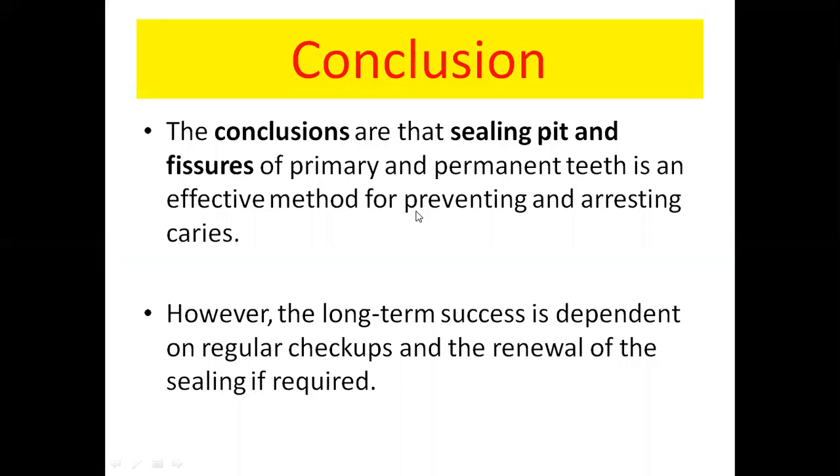So that's all for the presentation. Now we are concluding by saying that sealing the pits and fissures with sealants in primary and permanent teeth is an effective method for preventing and arresting caries. However, long-term success depends on regular checkups, and renewal of the sealing is required. That's all for the presentation. Thank you.